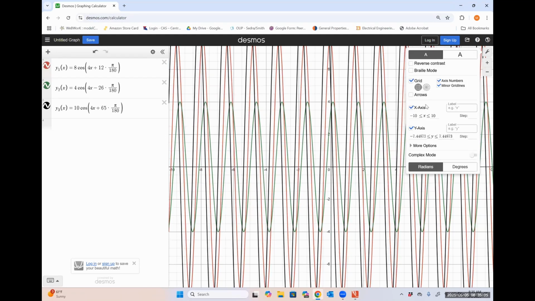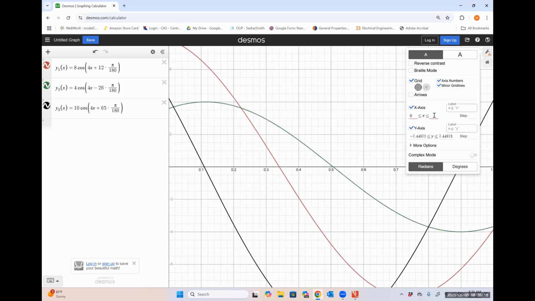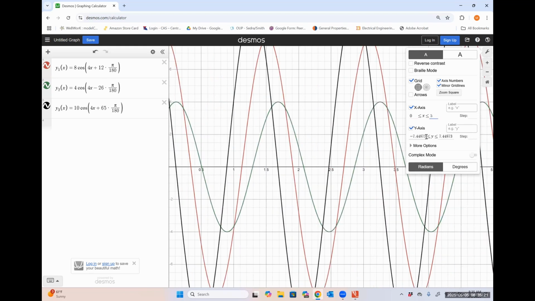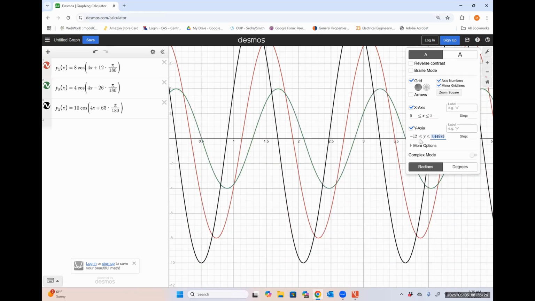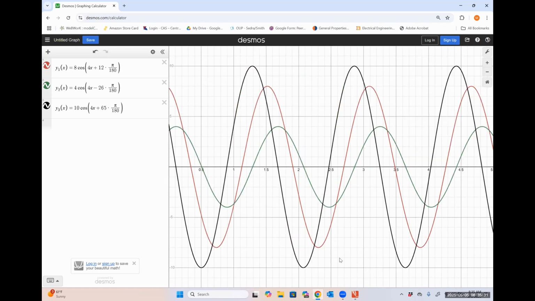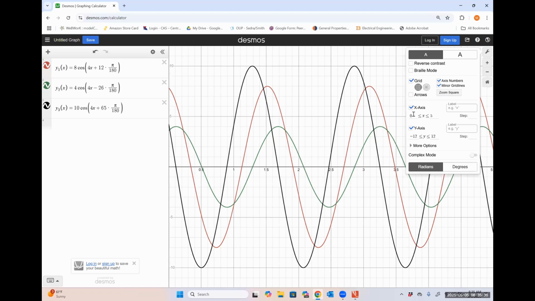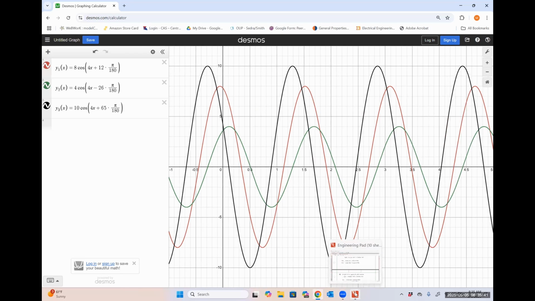I'm going to play with my settings. So let's make the x-axis only go from, let's say, 0 to 5. And let's make our y-axis go from -12 to +12. And actually, I want to see my axis. Yeah, there we go. We'll circle back around to this in just a moment.